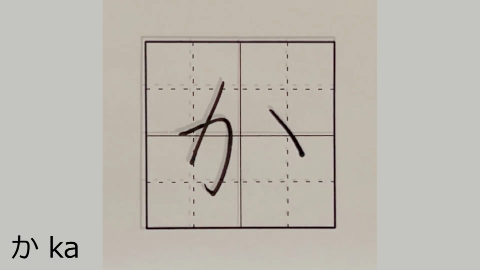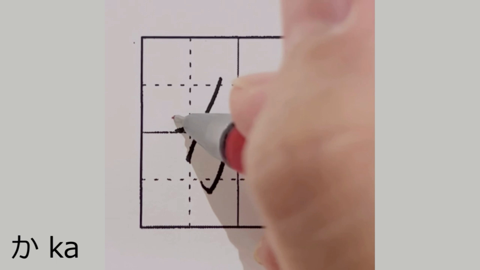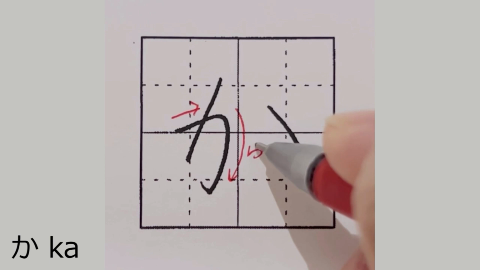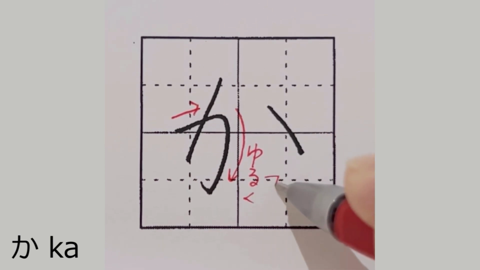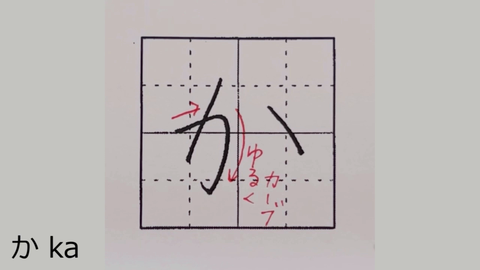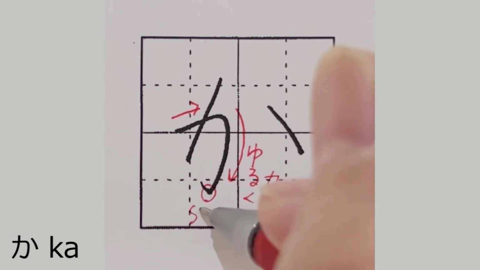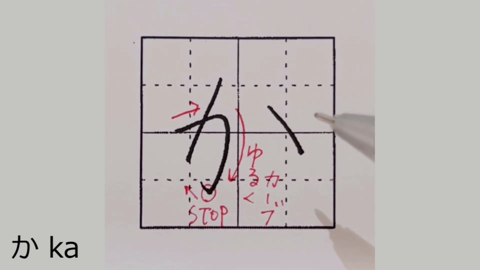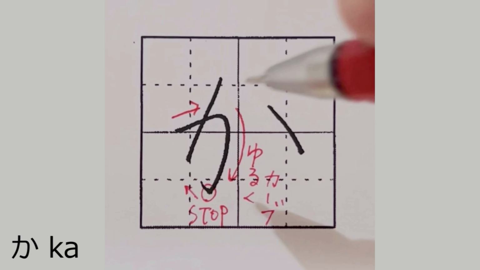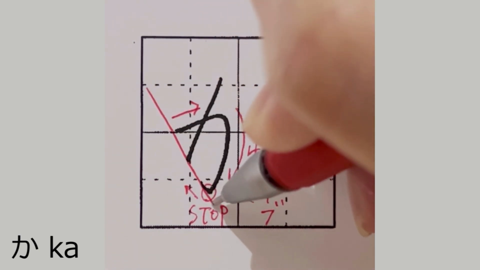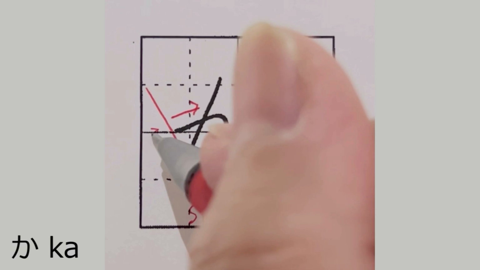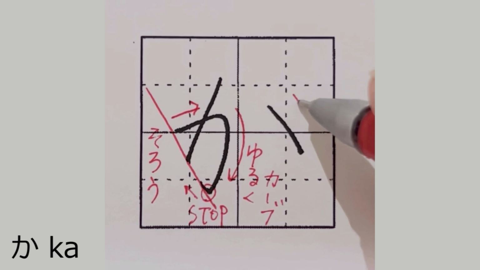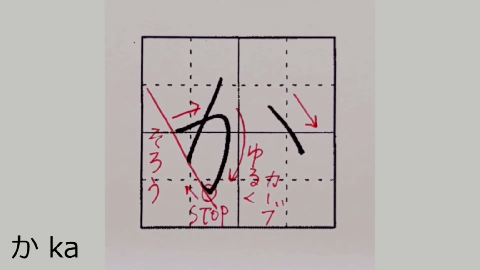Let's begin with the character ka. The first stroke moves upward to the right, gently curving down to the left. Pause here. Then jump to the upper left. The second stroke goes diagonally down to the left, ensuring the left side aligns diagonally. Finally, make a longer dot motion towards the bottom right.